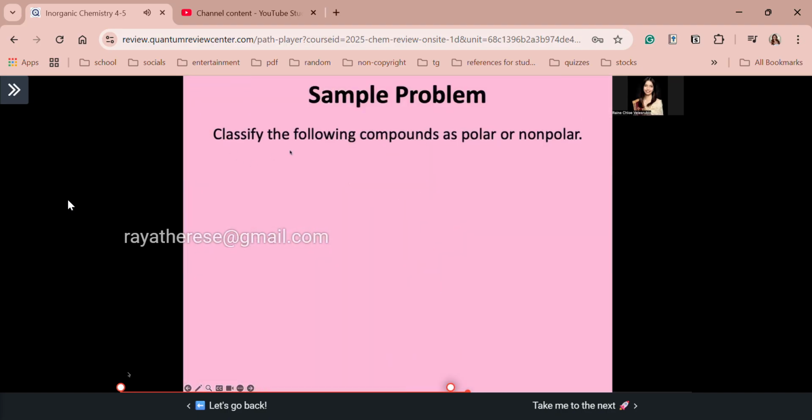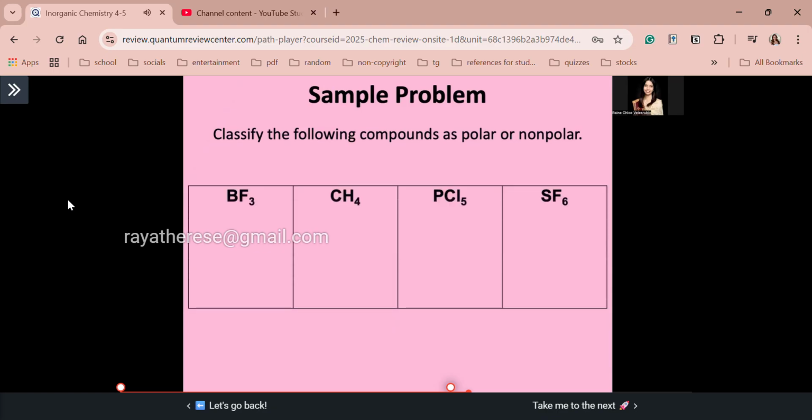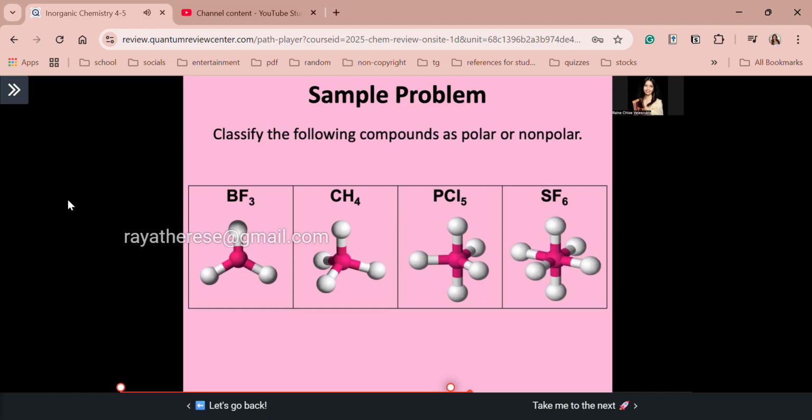Now, let's proceed. We have a sample problem. Classify the following compounds as polar or non-polar. So, guys, pause this video first and try to answer. Okay, let's answer. Of course, guys, I did not draw the Lewis structures. I'll leave that to you, okay? You can do it. So, for BF3, boron trifluoride, the molecular geometry is trigonal planar. For methane, it's tetrahedral. For phosphorus pentafluoride, it's trigonal bipyramidal. For sulfur hexafluoride, it's octahedral.